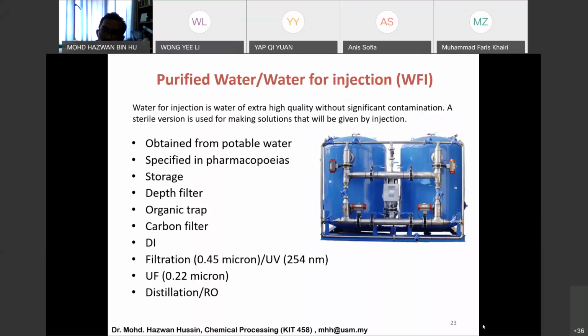For purified water, the normal usage is city tap water, using water from PBA or whatsoever. But of course, they need to use filtration aids, for example ultrafiltration, UF, with 0.22 micron. They also need to install an activated carbon filter, organic trap, and so on. This is to ensure that the water used later during the process is pure.